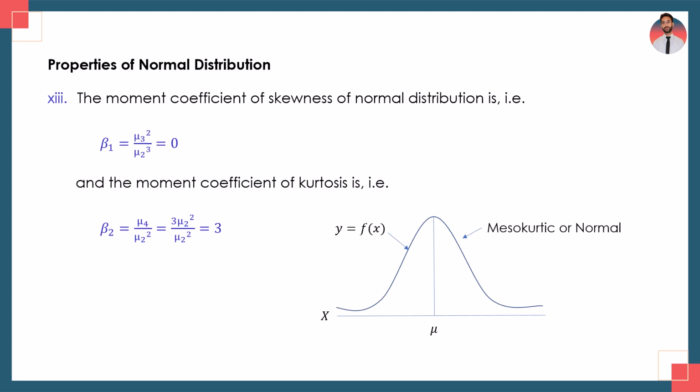In the last property of the normal distribution, the moment's coefficient of skewness of the normal distribution is always equal to 0. We have the formula beta 1 equal to mu3 square over mu2 cube, and here the third moment about the mean is always equal to 0 for the normal distribution, so the value of beta 1 equals 0. It means that there is no skewness in the normal distribution. The normal distribution is a bell-shaped, unimodal, symmetrical distribution, and the moments coefficient of kurtosis is mesokurtic.